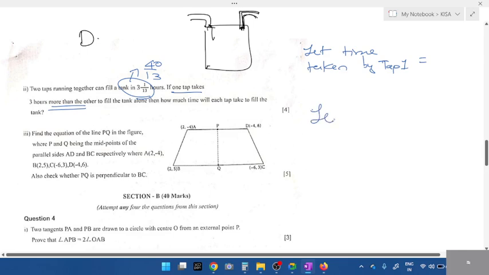Next, there are two taps together. Let the time taken by tap 2 be... Can you tell me? Do we know how much time the tap takes? So what do we take? The second tap, another tap takes how many hours more? X plus 3. Keep it as x plus 3.